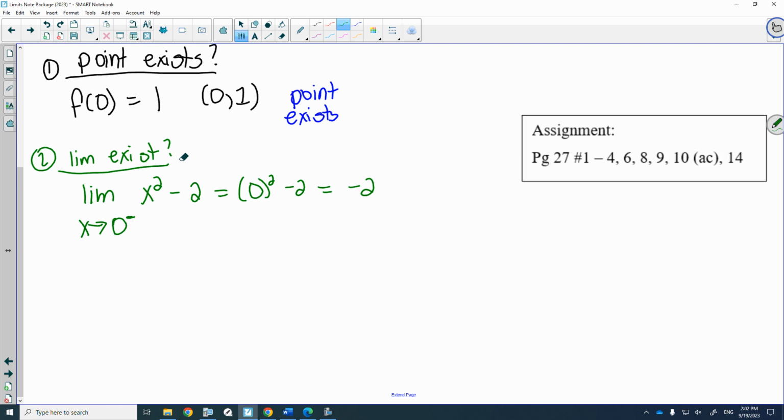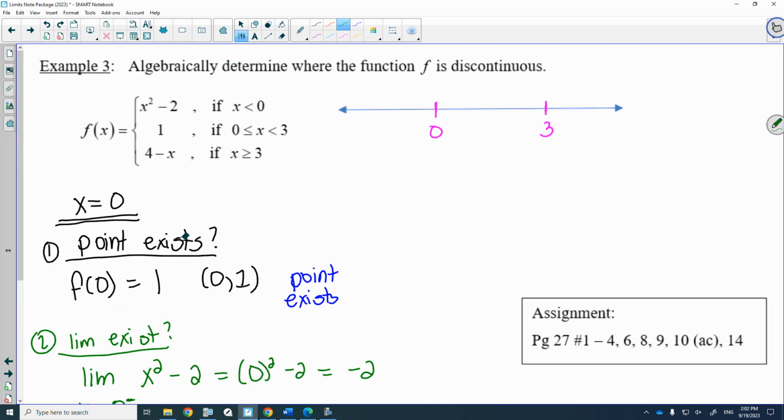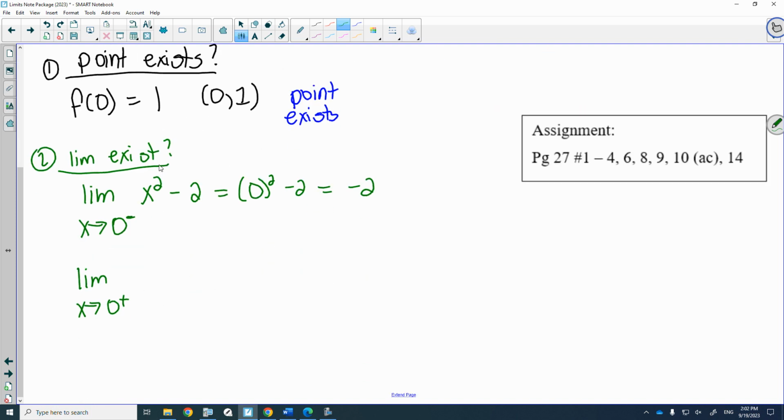Okay. Let's do the limit as x approaches 0 from the right. What function would I choose for 0 from the right? Number 2, yeah, which would be this function here, which is 1. What's the limit of a constant? The constant. Does this limit exist? No.